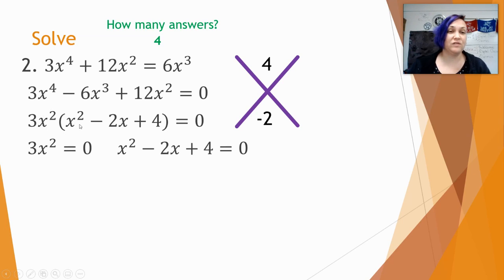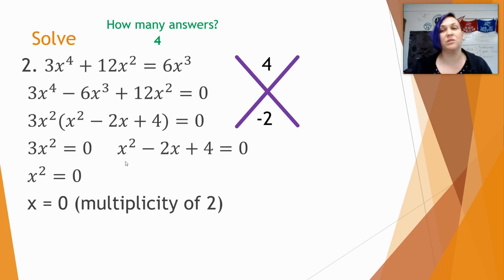Since each of these pieces has an x squared in it, each of the parts will give me 2 answers. So the 3x squared will give me 2 answers, and then the x squared minus 2x plus 4 will also give me 2 answers. For the 3x squared, the answers are very, very simple. It's still that number 0. So anytime you have a GCF of x, you're always going to get an answer of 0. Since it's an x squared, that means that it will have a multiplicity of 2. We get the answer of 0 twice. So 2 of the answers are the number 0. We're only going to write it once, and we'll say it has a multiplicity of 2.